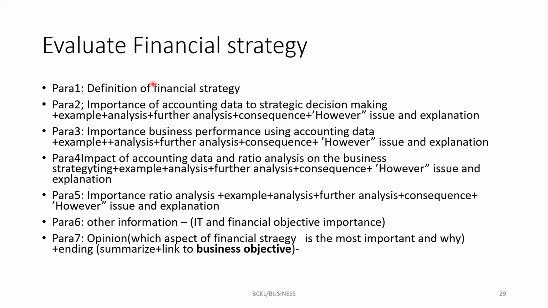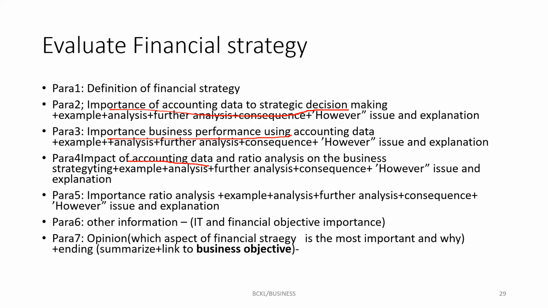So this is the last part, which is the evaluation of financial strategy. You define the financial strategy, and then the importance of accounting data in strategic decision making. You give example, analysis, take reference from what is there in the case, further analysis, consequence, however, issues and explanation. The importance of business performance: here you have to use the accounting data given to you in the case study. And paragraph 4, the impact of accounting data and ratio analysis on the business strategy.